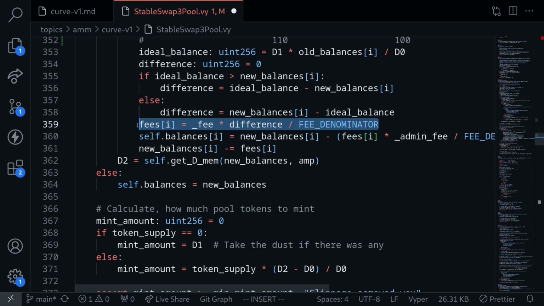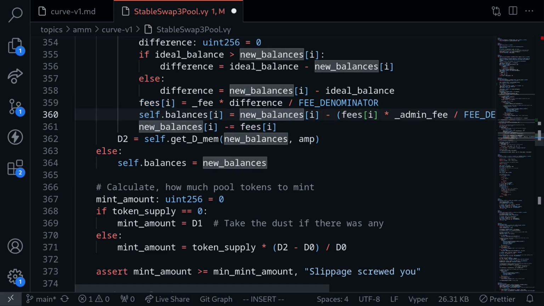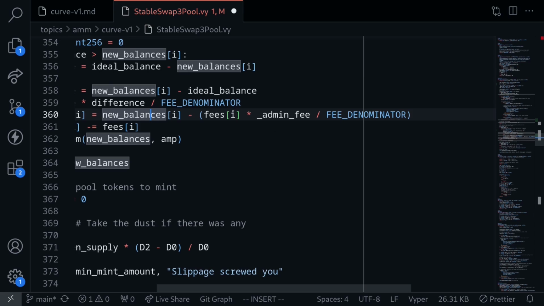Looking at this equation, let's imagine the case that we added liquidity so that the difference will be equal to 0. This will mean that the new balance is exactly equal to the ideal balance. And when we execute this part of the equation, we see that the difference will be equal to 0, so the fee for adding liquidity, in this case, will be equal to 0. The next part of the code is to update the balance of the tokens. The balance of the tokens will be the new balance, and then a fraction of the imbalance fee will be given to the admin.